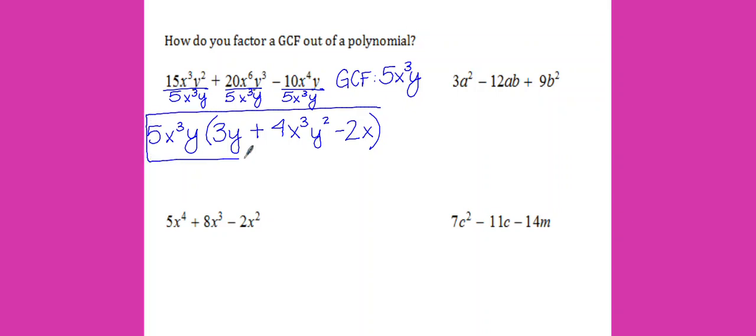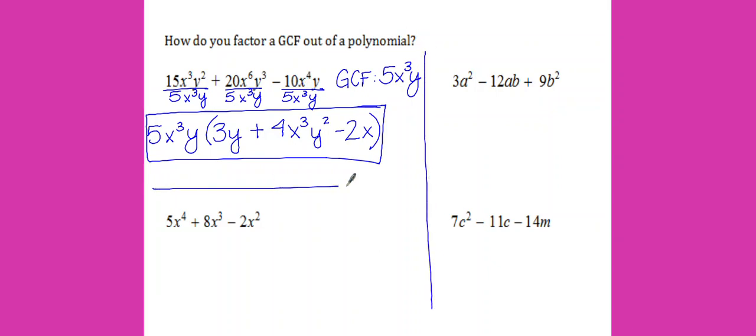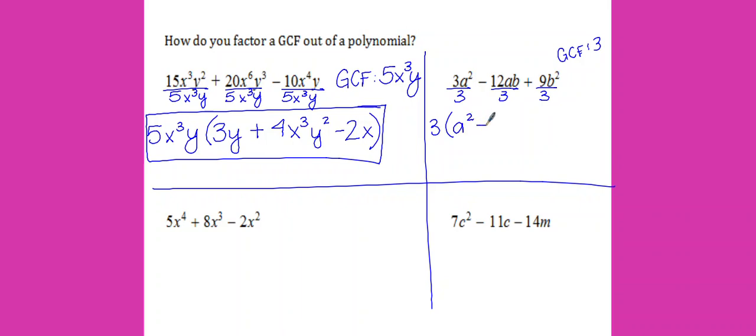If you wanted to check your answer, you could simply take the GCF and distribute it back in, and you should end up with the original problem. So here on the front, we said our GCF was 3, so we'll divide all the terms by 3. If we take 3 out, we'd be left with a squared minus 4ab plus 3b squared.